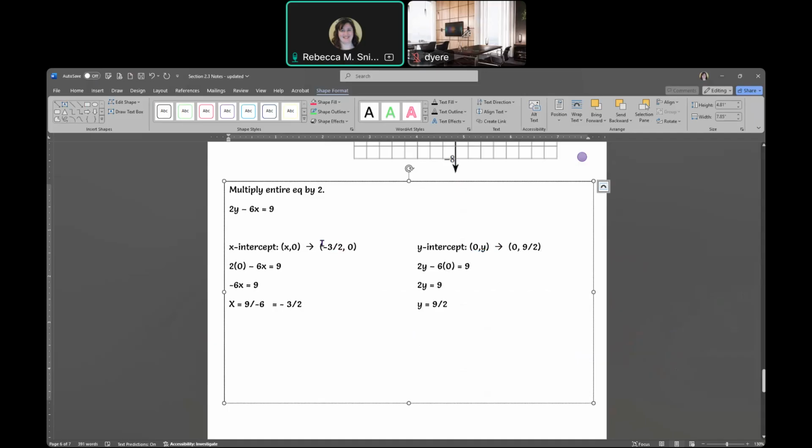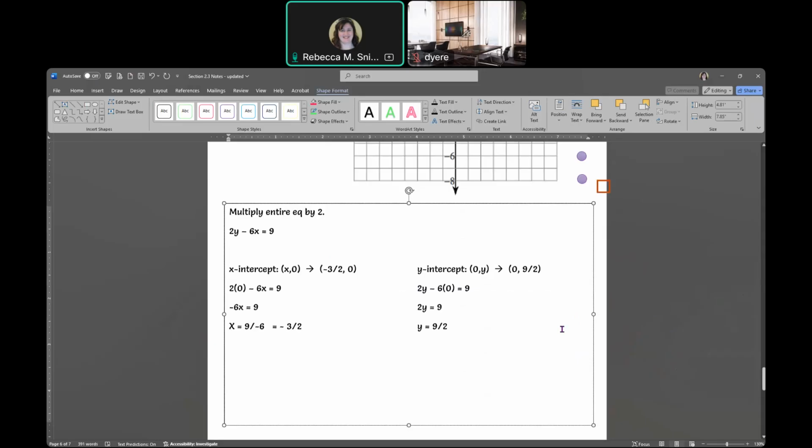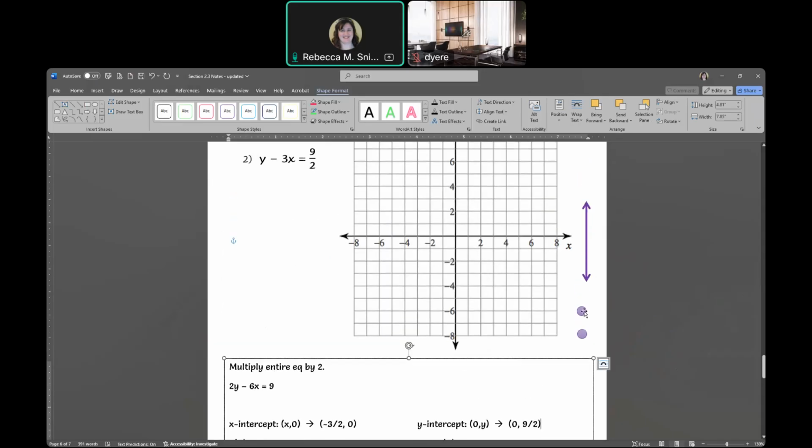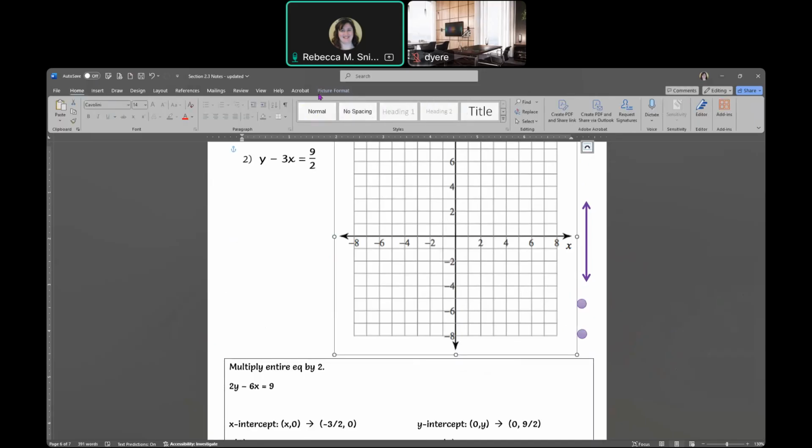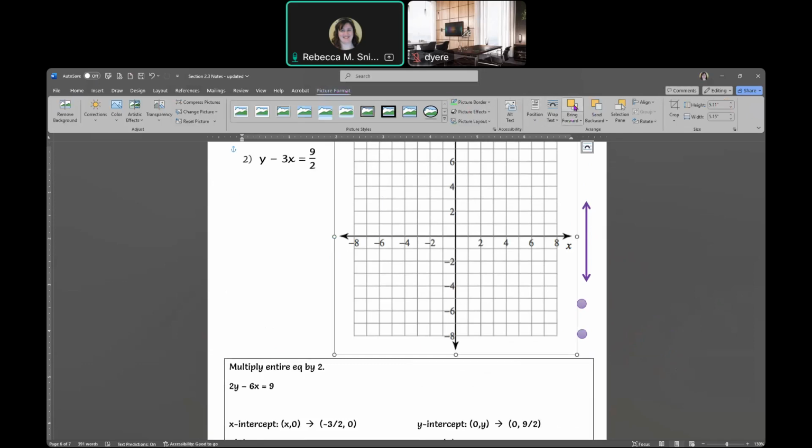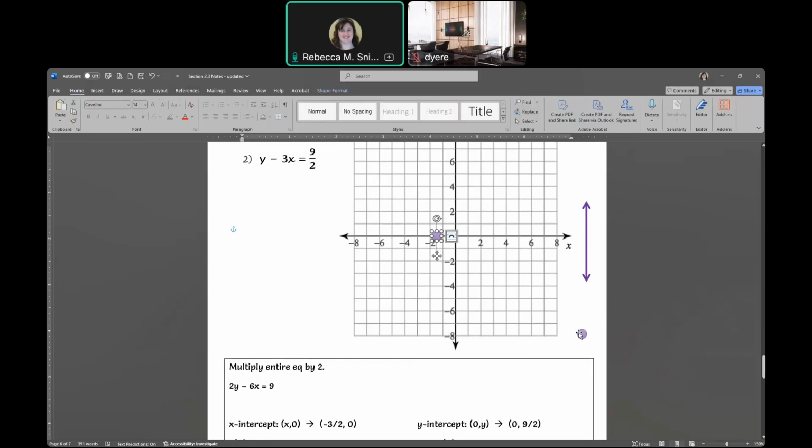So if we think about negative 3/2, that's roughly negative 1.5. And so here you would come up into your graph and you would come over negative 1, negative 2. Oh, sorry. See if that worked. There we go. So negative 1.5 is going to be right here, kind of in the middle. And then 9/2 is the same as 4.5.